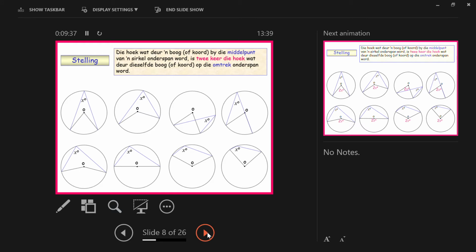Die hoek wat deur 'n boog of 'n koord by die middelpunt van 'n sirkel onderspan word, is 2 keer die hoek wat deur dieselfde boog by die omtrek onderspan word.